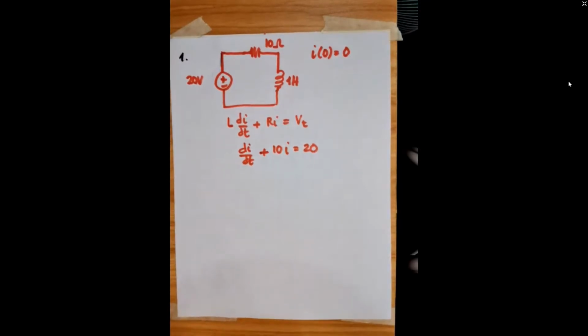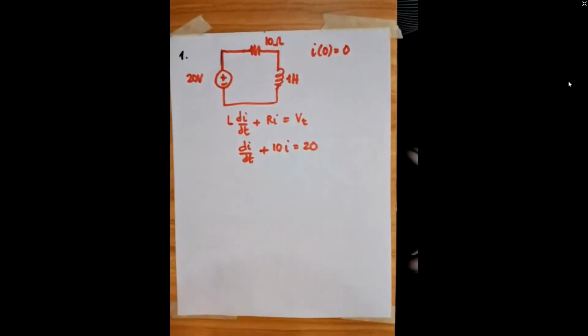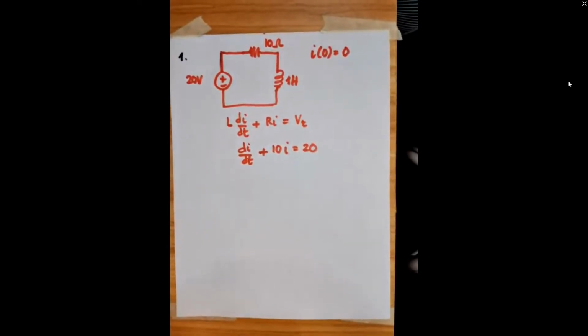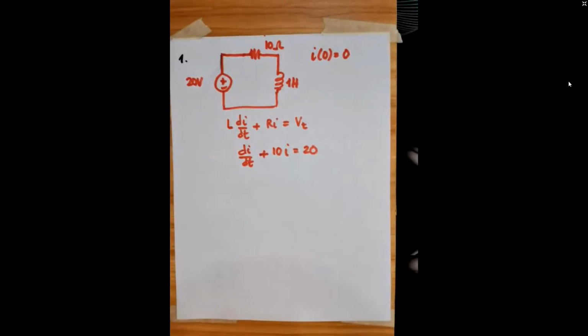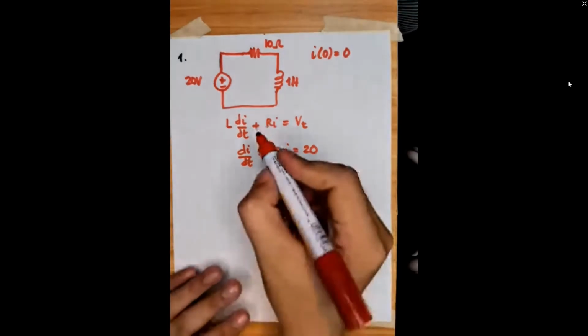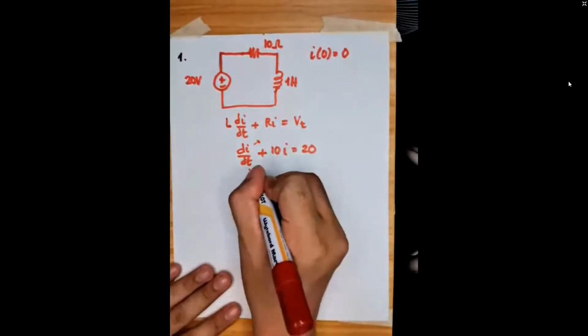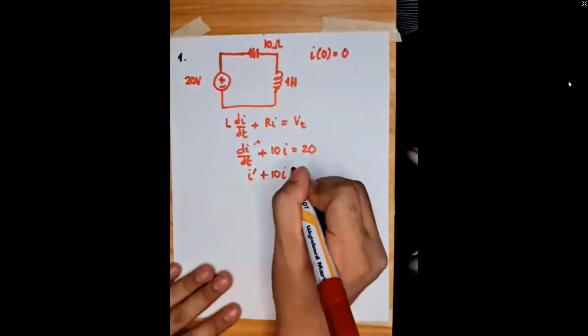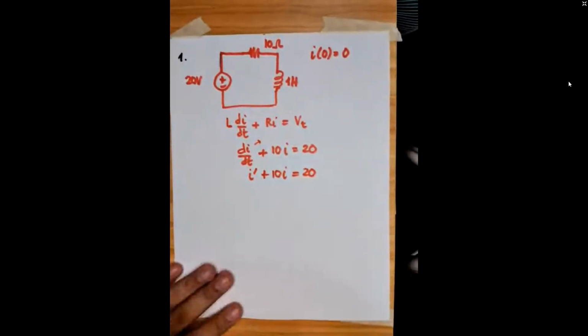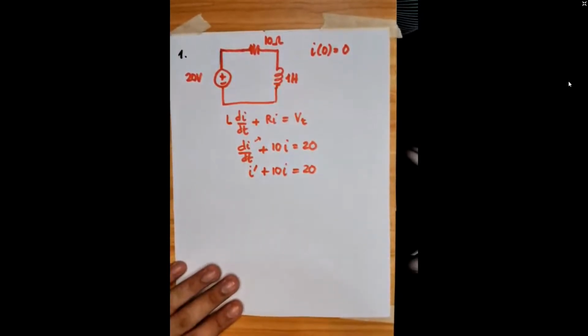Class, do not solve this using a linear equation. I know it is linear, but of course we will use Laplace transform. So we'll solve it using Laplace transform. This is like our y: I prime plus 10I is equal to 20. And then we will convert this into a Laplace transform.